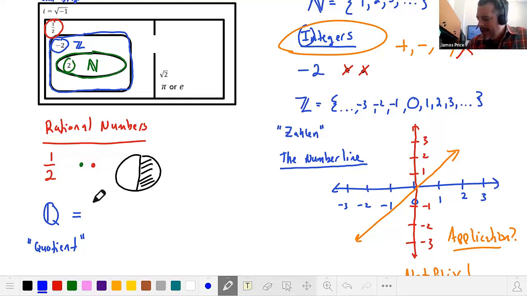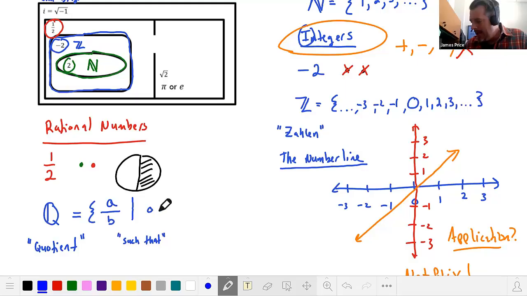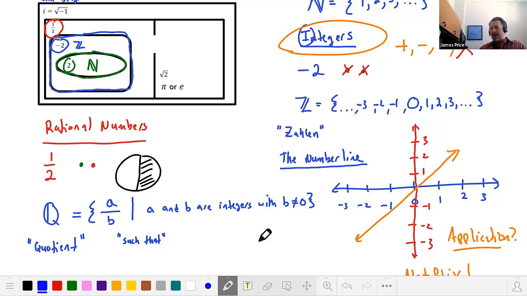So what we do instead is we draw a curly bracket for set, and then we write the number A divided by the number B, so we write A over B, such that, so we draw this line, and that line right there we read as such that A and B are integers. We have to have one little sort of caveat here. B cannot be equal to 0. So if you look up the rational numbers, you'll typically see this definition written down for them.